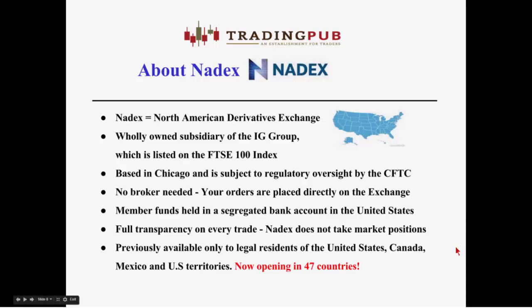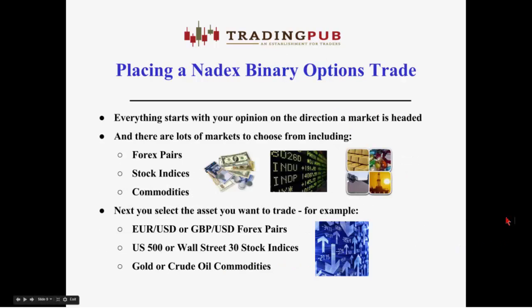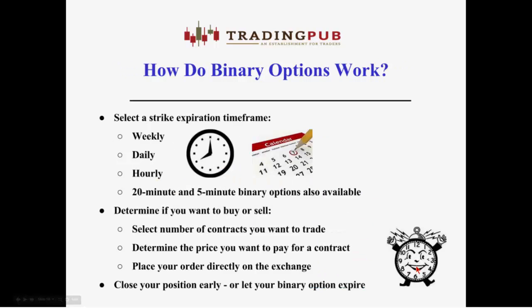Okay, so how to place a Nadex binary options trade. Once again, everything starts with your opinion on the direction of the market. There are a lot of markets you can trade from. You can trade from popular Forex pairs, major stock indices, commodities, and you're going to select one of those instruments that you want to trade, and then determine what your expiration time frame is going to be, and that's just a function of your trading personality.